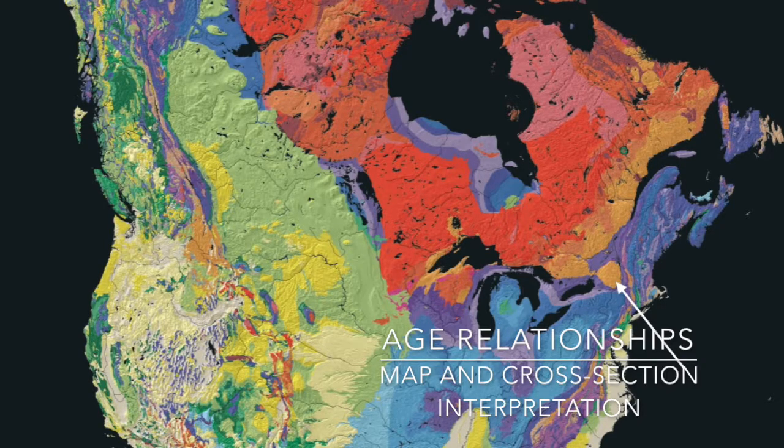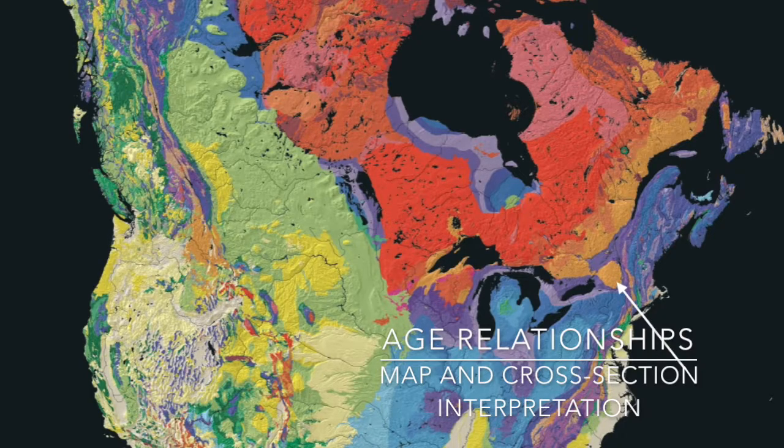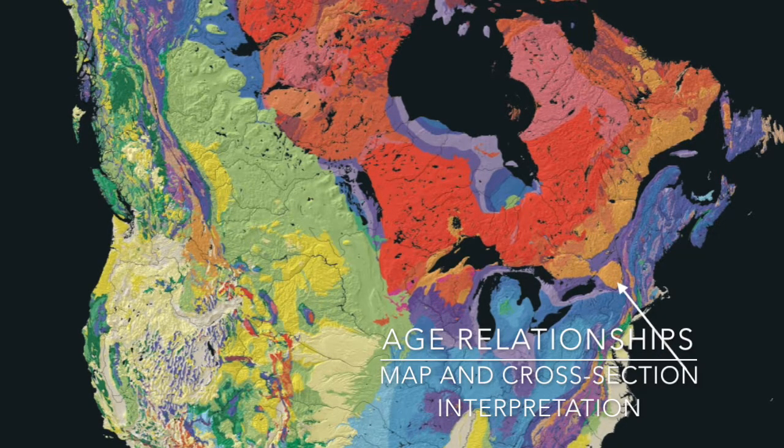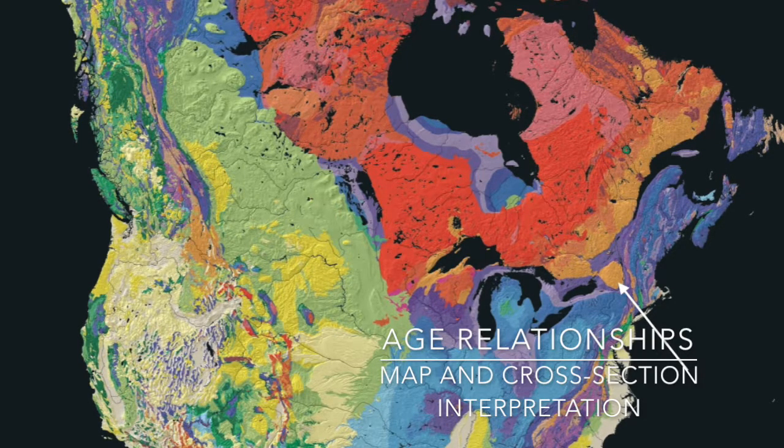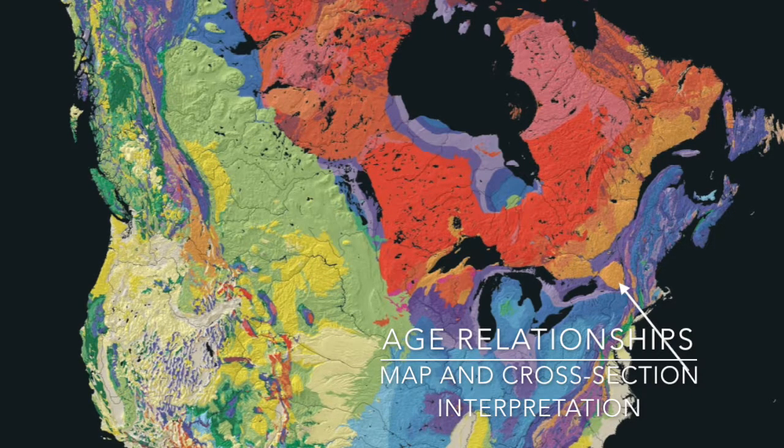The law of superposition states that the older layers are on the bottom and the younger layers are on top. This assumes that the layers have not been overturned during deformation. If the beds are overturned or vertical, the stratigraphic succession cannot be determined unless the absolute ages of the units are known.